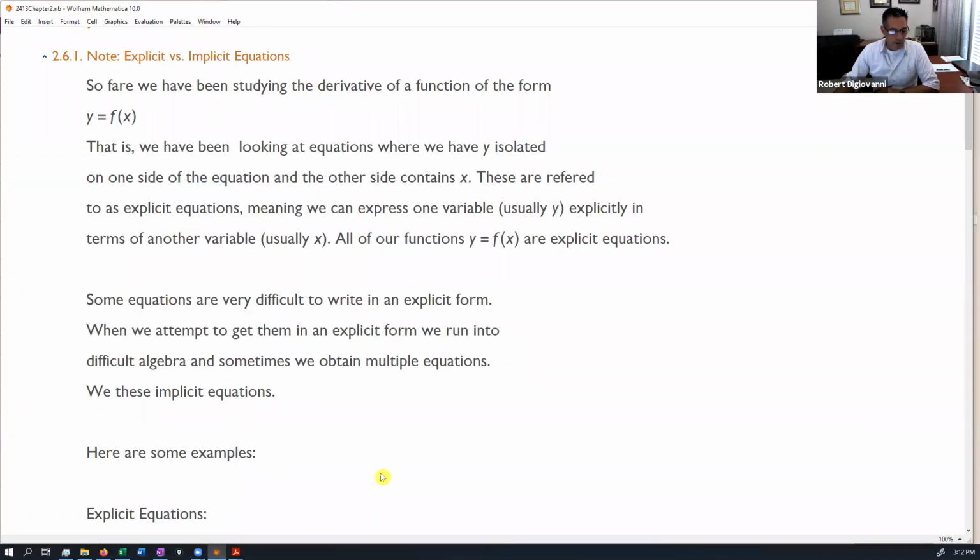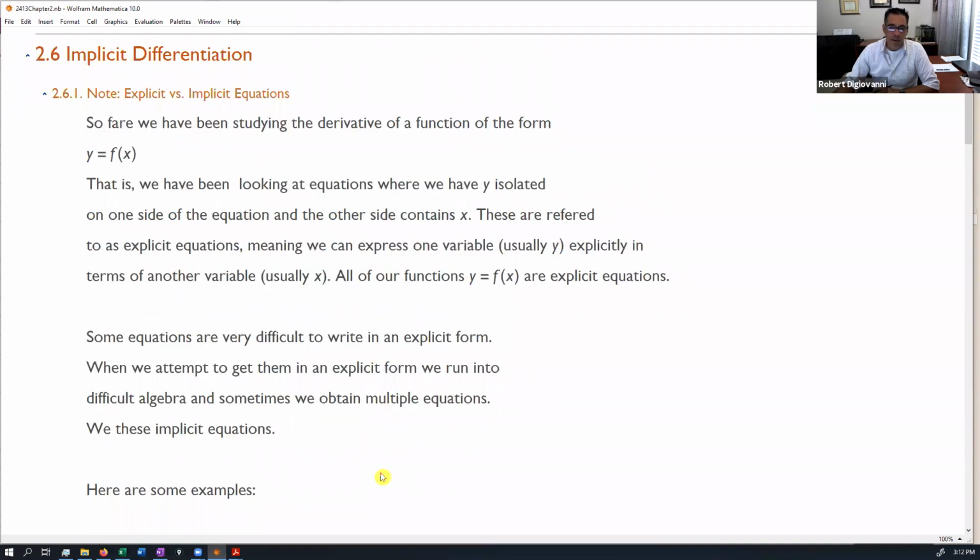Here we go. We are starting 2.6, called implicit differentiation. So far, we've been studying the derivative of a function of the form y equals f of x. That is, we have been looking at equations where we have the ability to isolate y on one side of the equation, and the other side of the equation contains x. These are referred to as explicit equations. All it means is that we can express one variable, which is usually the y variable, explicitly in terms of the other variable, which is usually x.